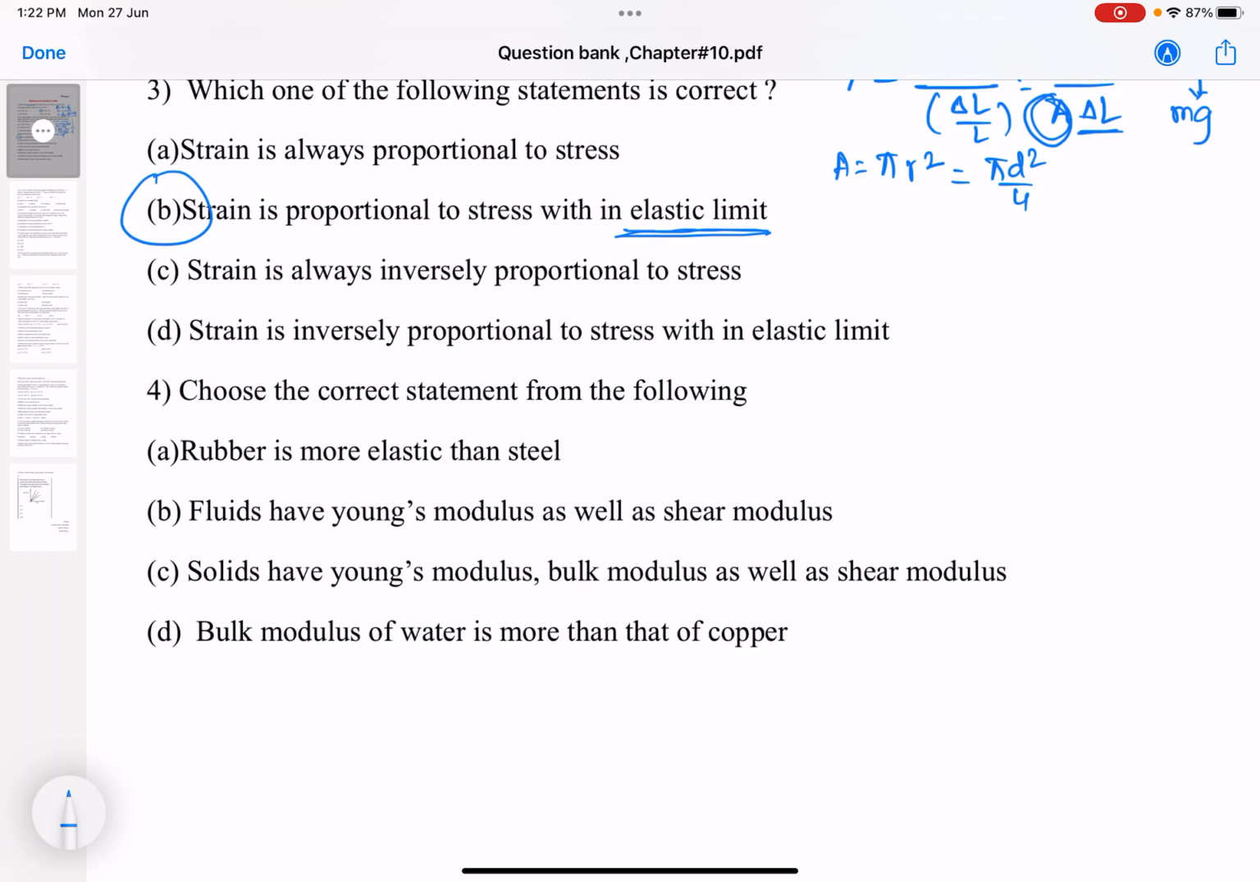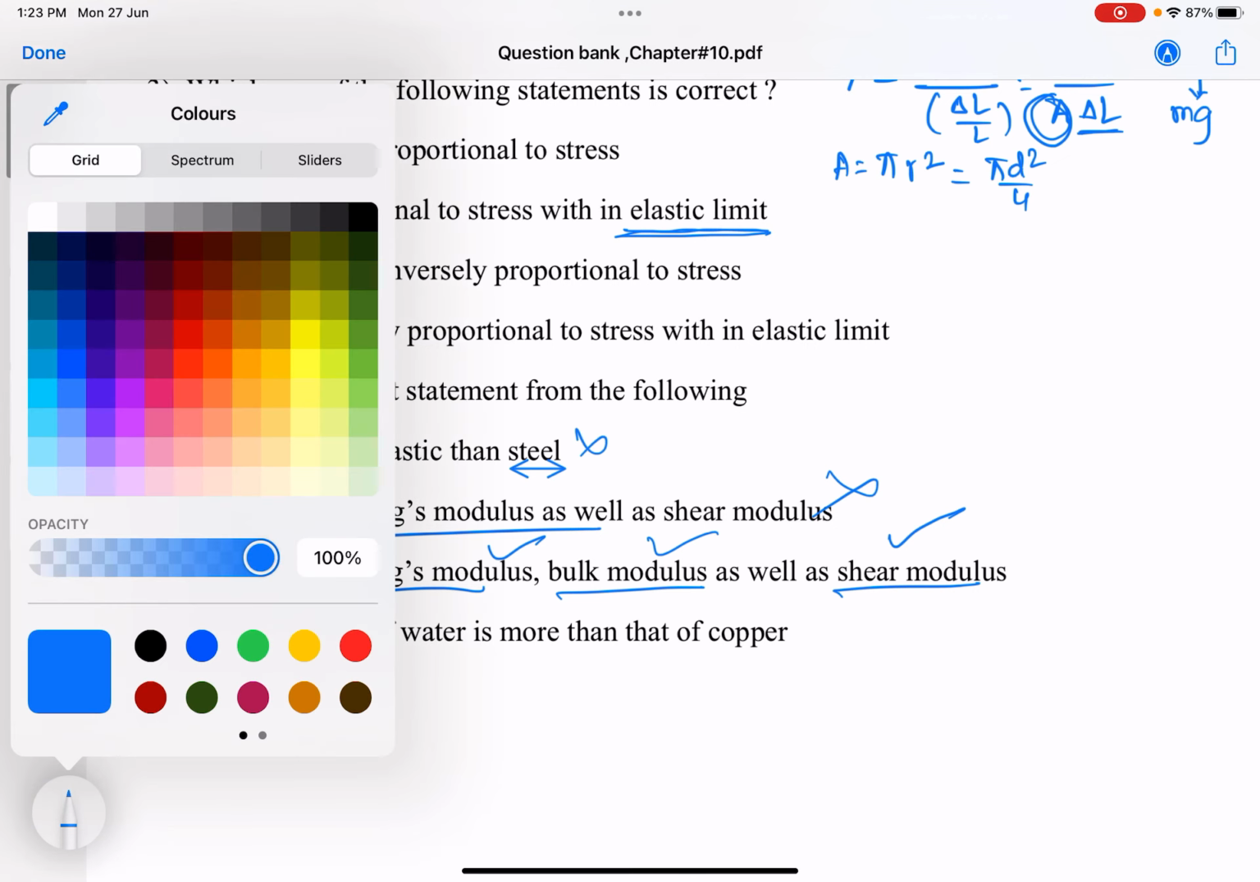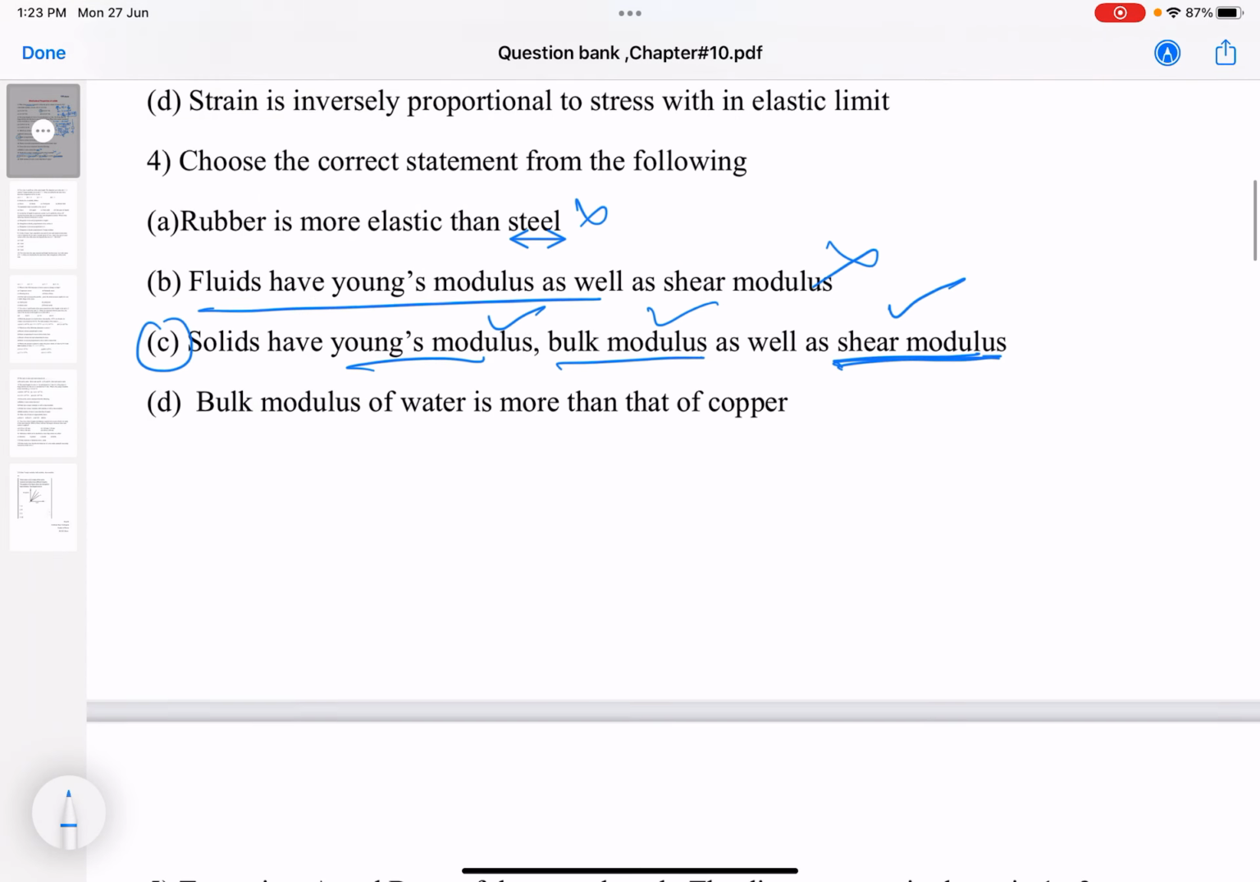And next, fourth one, choose the correct statement from the following. Steel is having more elastic than rubber. So this statement is wrong. Fluids have Young's modulus. No. By applying the force stress on the fluid, there will be not only change in length, there will be change in area. Shear will occur. Shear means shape of the body is changing. So this is not the correct answer. Solids have Young's modulus. Yes. Bulk modulus, volume also can be changed, and by applying tangential force, shear also will come into picture. So this is the answer. C is the answer for fourth question.